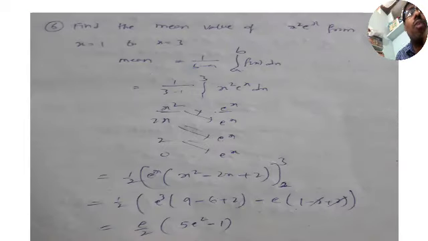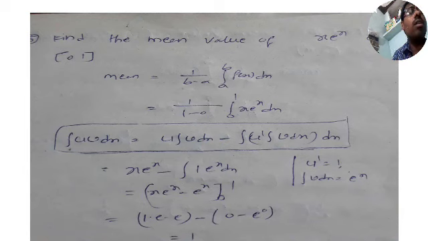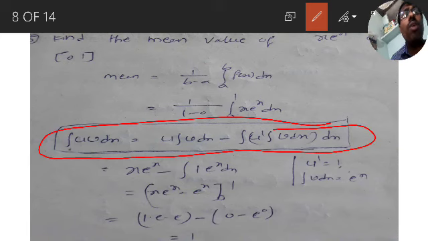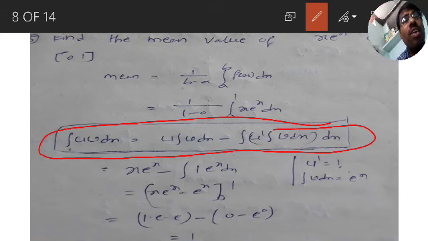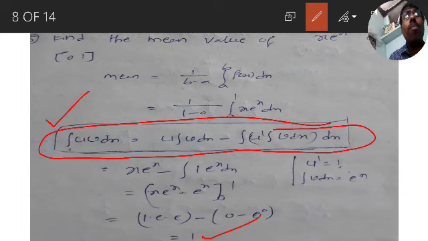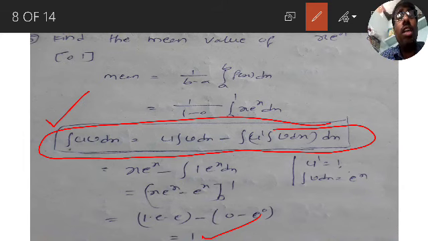Just substituting in the formula, one minute guys. We substituted in the product rule formula, integration of u into v into dx, with u equal to x, u dash equal to 1 and integration of v dx equal to e power of x. After integration, upper limit minus lower limit gives the answer, the mean is 1. If you don't remember this integration by parts, that is product rule, go back, read it and come back. Integration of u into v into dx is u into integration of v dx minus integration of u dash into integration of v dx all dx.